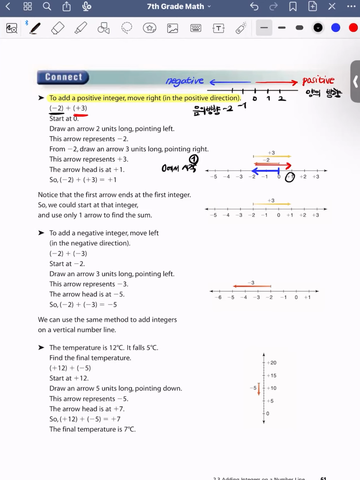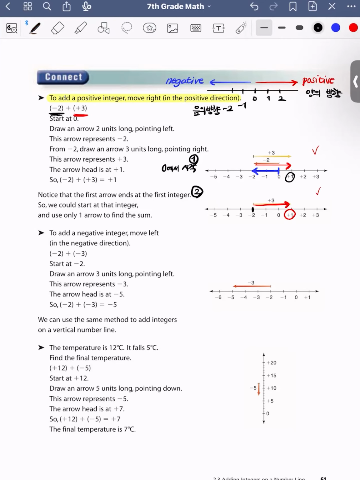Another example is you start from this number. So you start from -2, and now you only have +3. You go 3 in a positive direction. And it's going to give us +1. You can pick either option. It's going to give us the same result anyway.